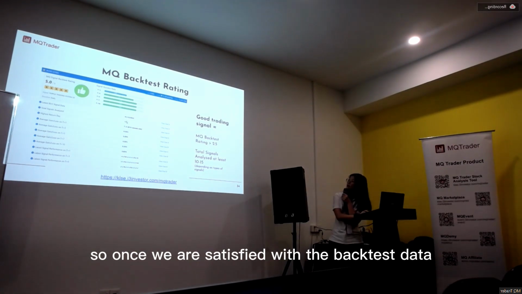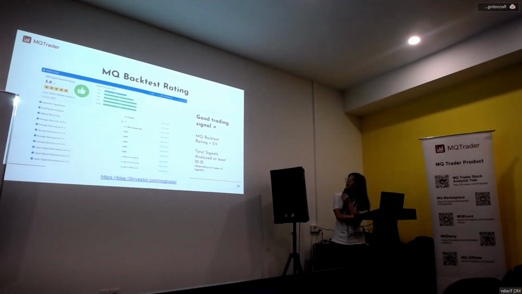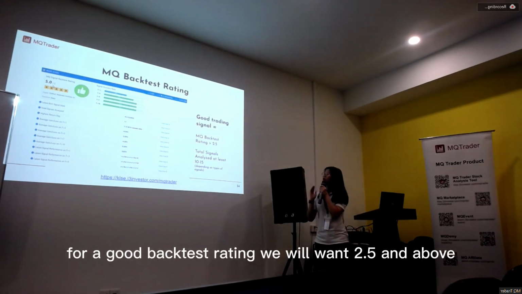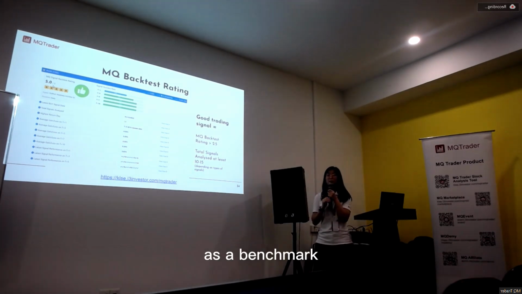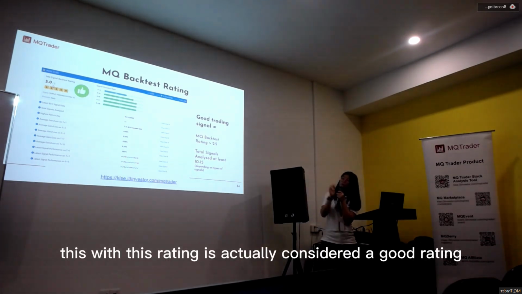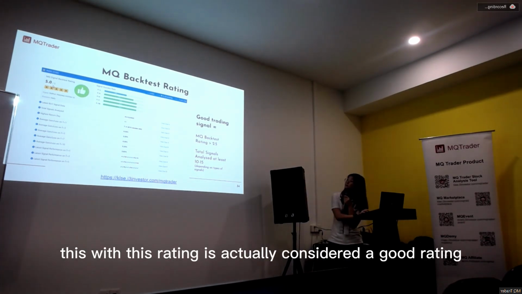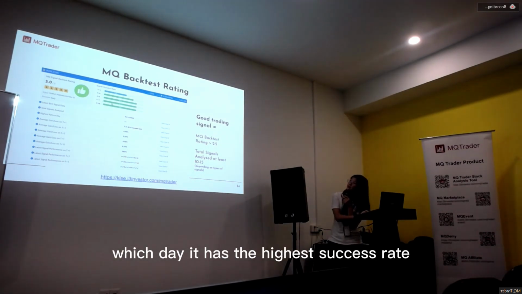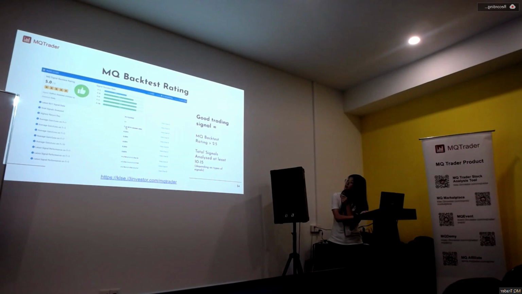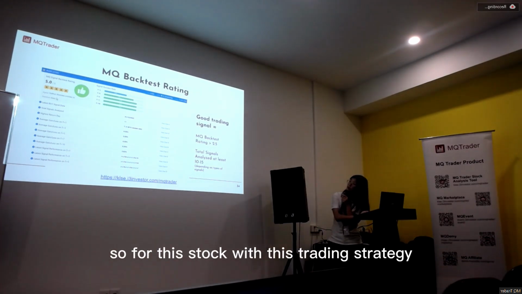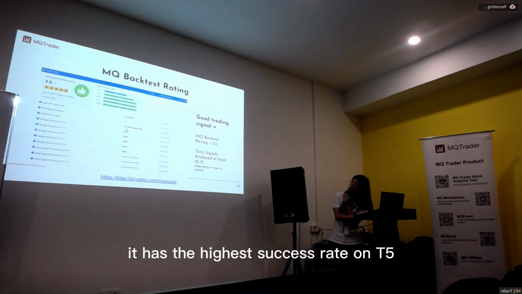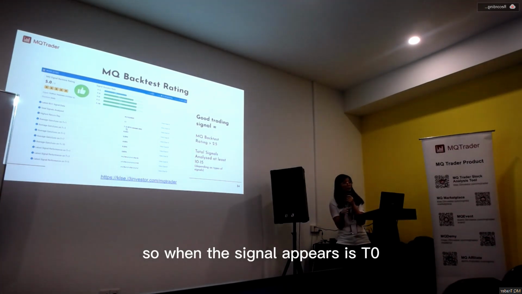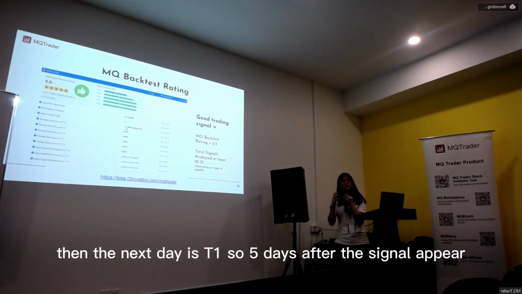Once we are satisfied with the backtest data, then we can look at the ratings. For a good backtest rating, we want 2.5 as a benchmark. A rating at this level is considered a good rating. Once it's considered a good rating, we can see on which day it has the highest success rate. So for this stock with this trading strategy, it has the highest success rate on T5, which is the 5th day after the signal. When the signal appears, it's T0, then the next day is T1.